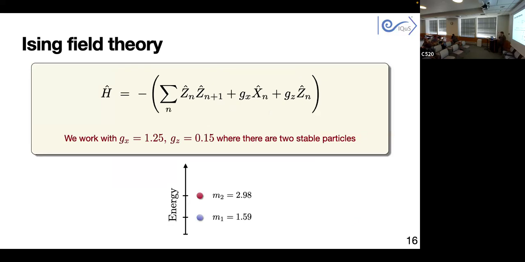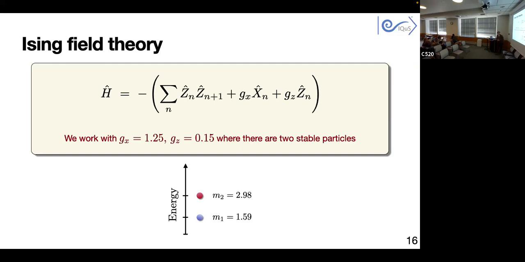So now I'm going to shift gears a little bit and talk about how we use this algorithm to actually prepare wave packets and run scattering simulations on a quantum computer. Here I'm showing the Hamiltonian again, and this is just to say that with the couplings that we work with, we have two stable particles. I'm labeling the lowest energy, the lightest particle, as this blue ball and the heavier particle as this red ball, and I'll use these colors for the rest of the talk. So that's what they're going to mean.